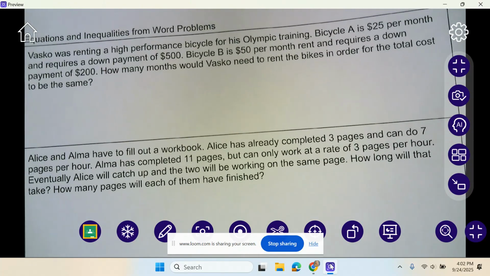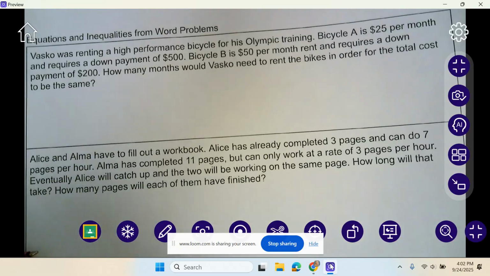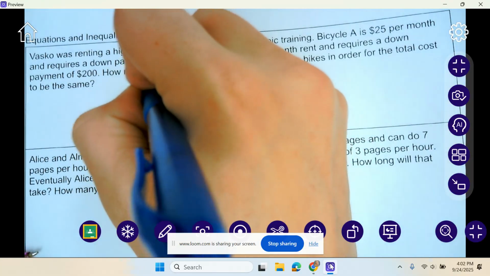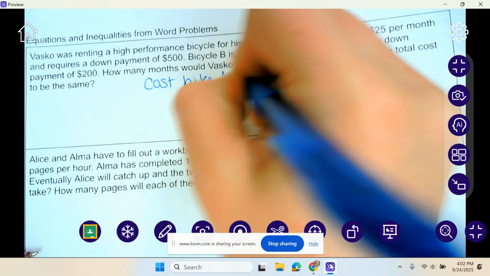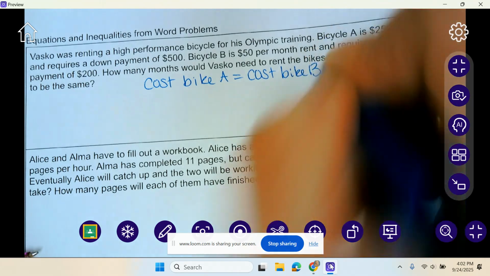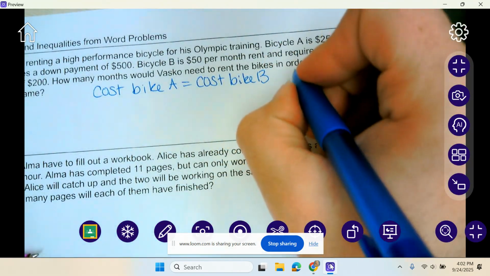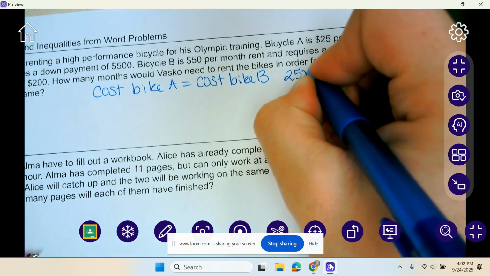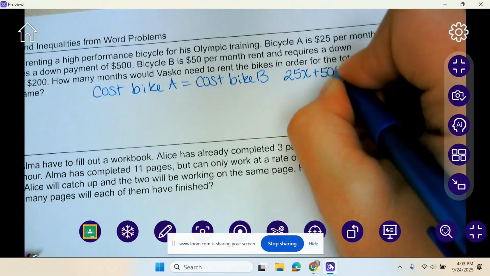All right, so I'm not going to read the whole problem out loud for the sake of time. You can read it to yourself, so you could pause and read it to yourself. But essentially what you want to do is get the cost of bike A to equal the cost of bike B. Okay, so the cost of bike A is 25 per month, so 25x, that's my variables per month, and then a flat 500, so that's my constant.